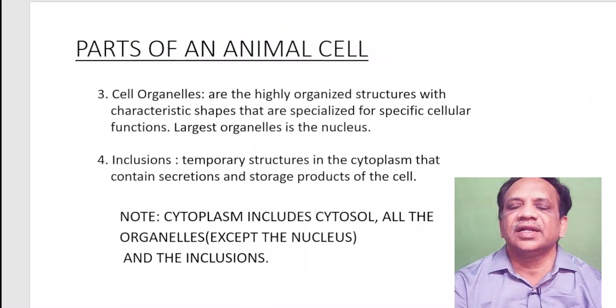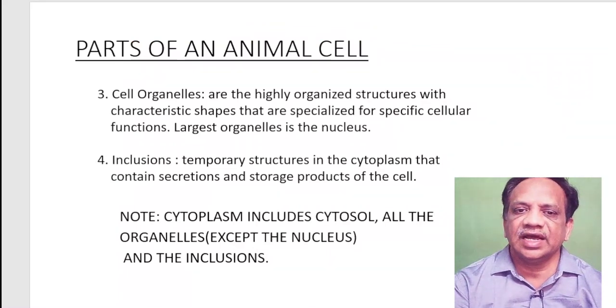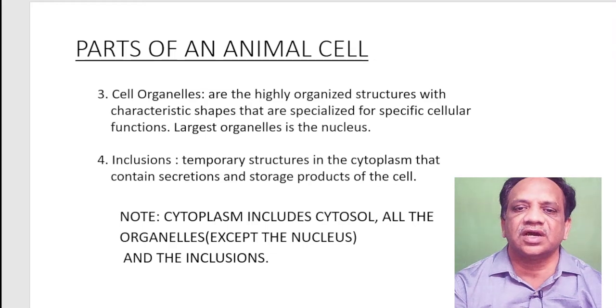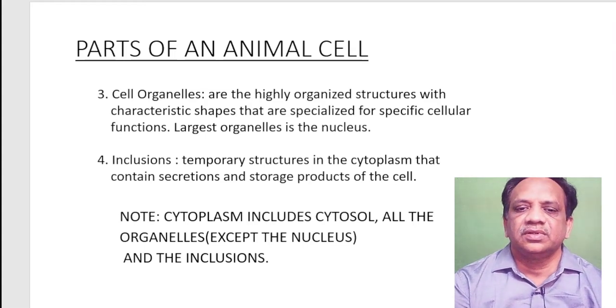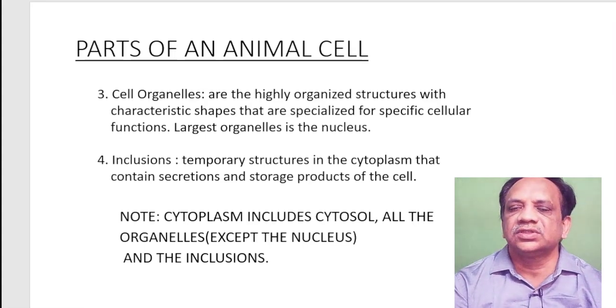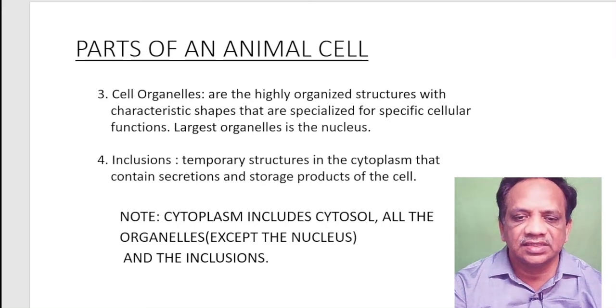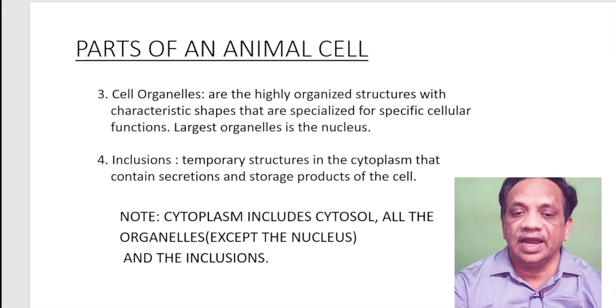The cell organelles are highly organized structures with characteristic shapes that are specialized for specific cellular functions. The largest of the organelles is the nucleus. There are inclusions in the cytosol. Those are temporary structures that contain secretions and storage products of the cell. The cytoplasm includes the cytosol, all the organelles except the nucleus, and the inclusions.